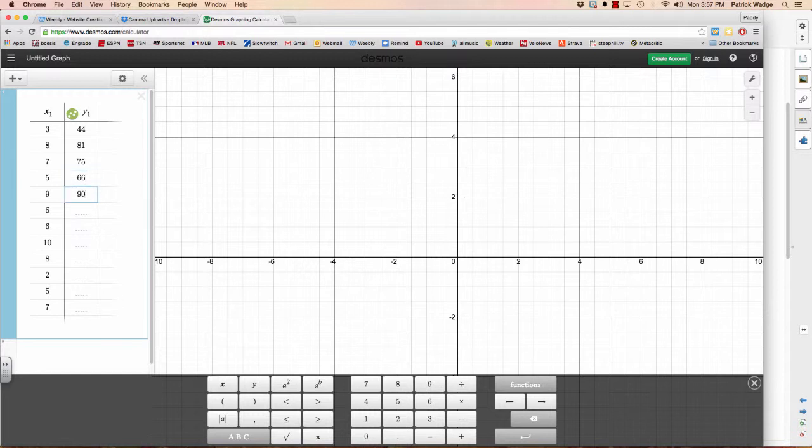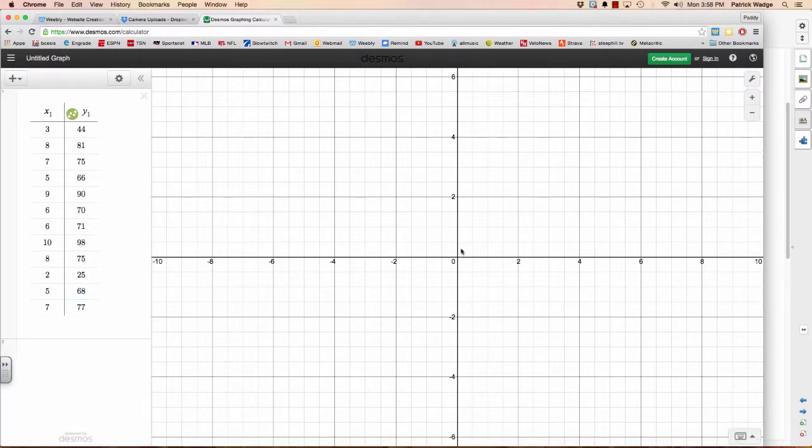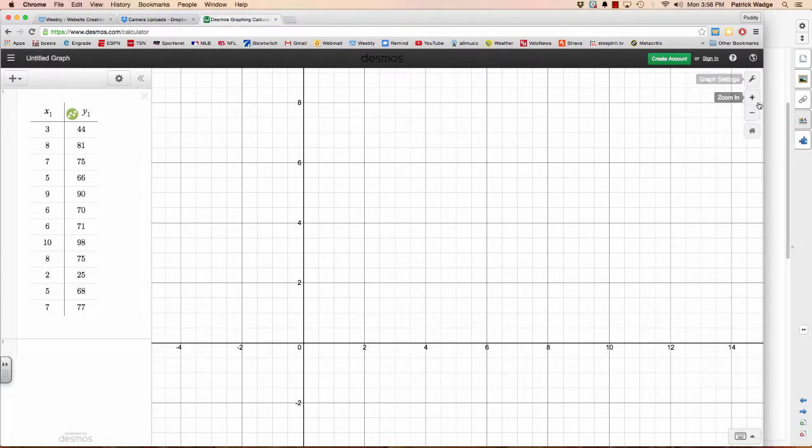90, 70, 71, 98, 75, 25, 68, and 77. Okay, and again, when you do that, you can't really see much of anything. We need to change the window.